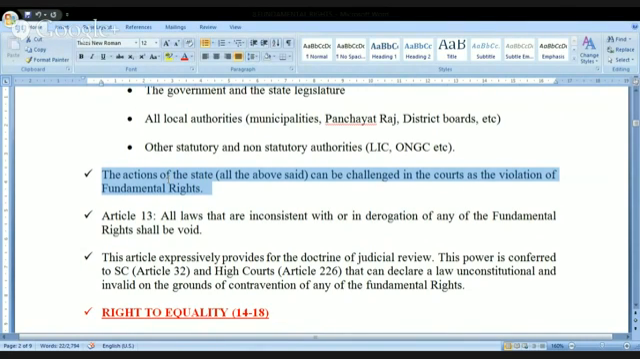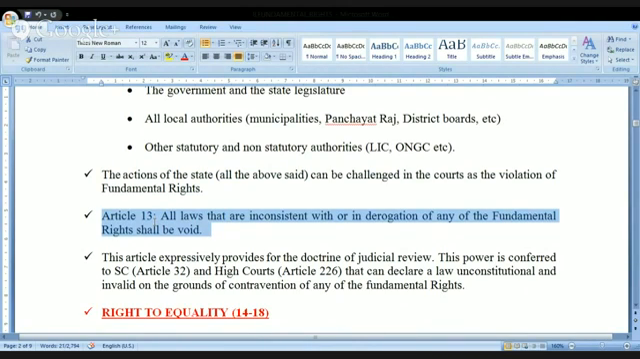The actions of the state can be challenged in the courts as a violation of the fundamental rights. Very, very important. So that is the reason why the government cannot do anything and everything according to its wishes. Whenever we feel that a particular action of the state is infringing our fundamental rights, we have every right to approach the judiciary. The actions of the state can be challenged in the courts as a violation of the fundamental rights. Look at the next one.